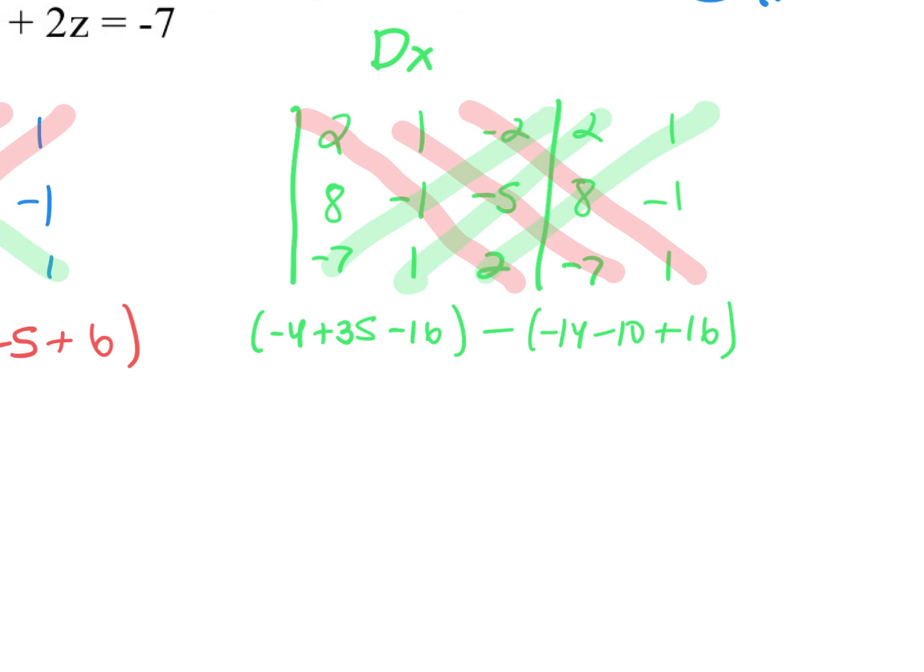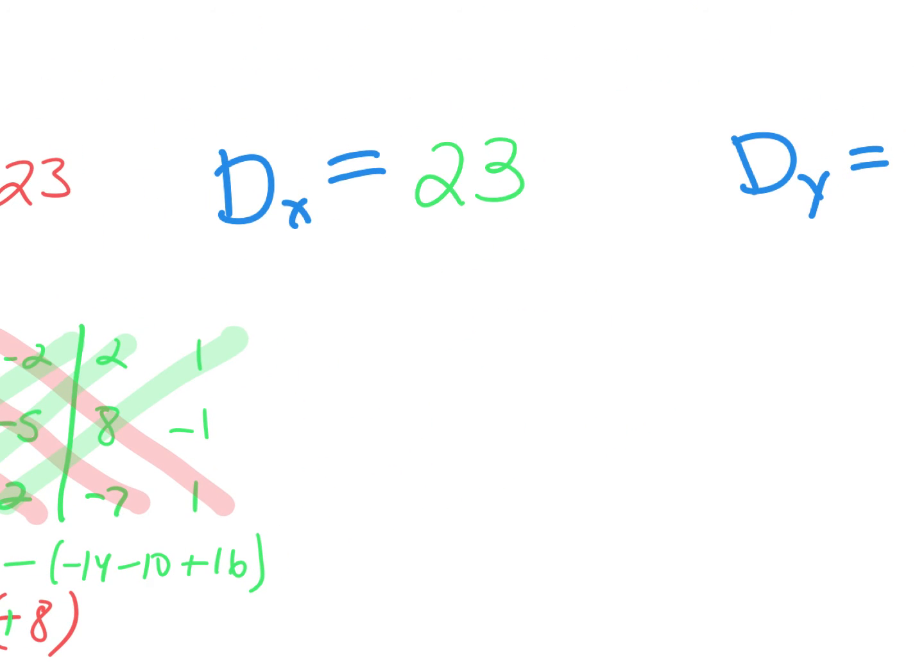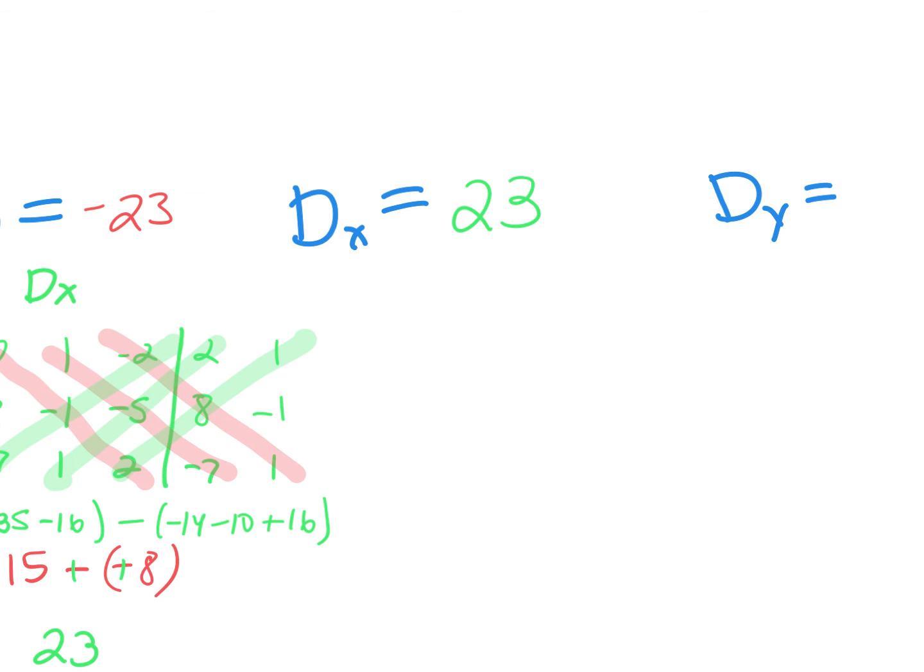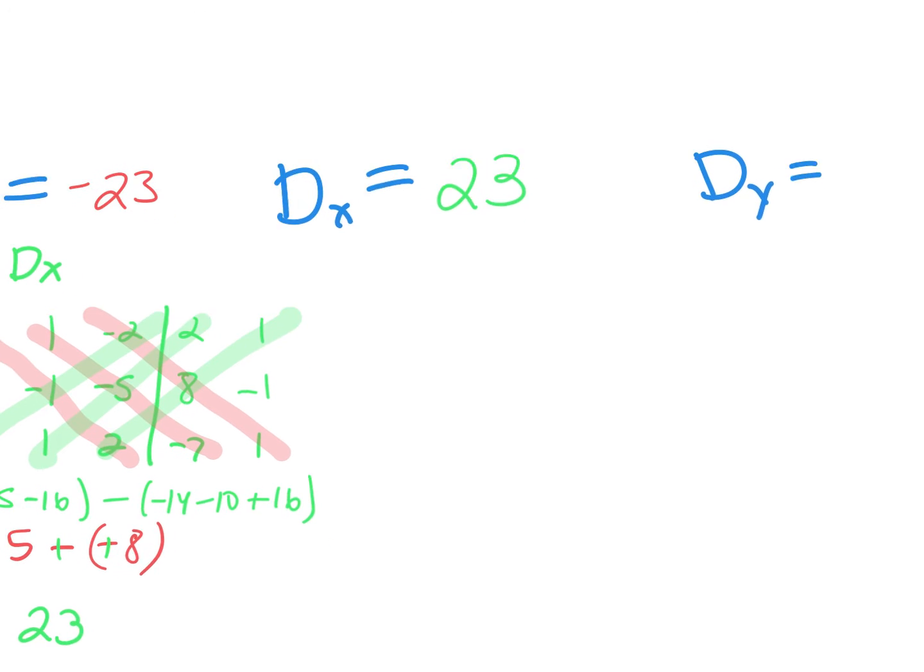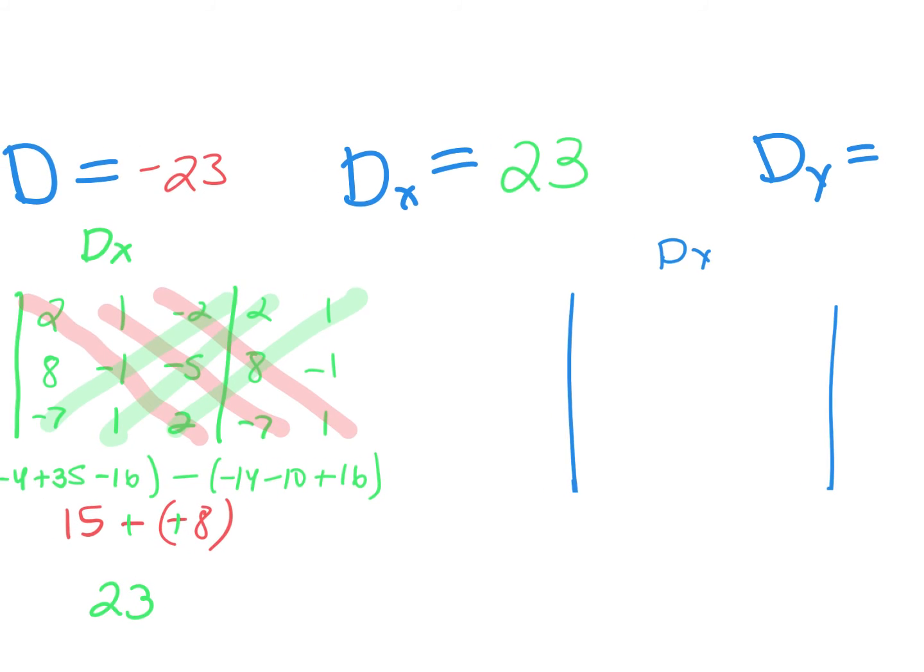So in your first parenthesis, guys, you have negative 4 plus 35 is what? 31 minus 16 gives me 15 minus. Negative 14 minus 10 is negative 24 plus 16 is negative 8. What happens when you have minus a negative? It becomes a plus. Good. So this answer is 23. So d sub x is positive 23. So now we're going to do the same thing again, but instead of my y's, what am I going to plug in for y?